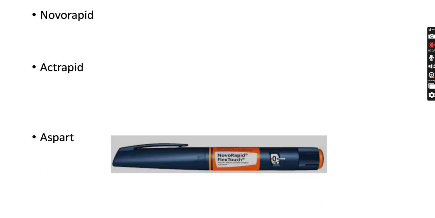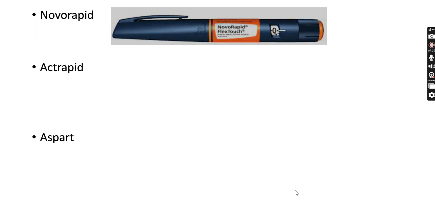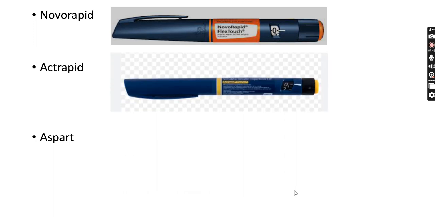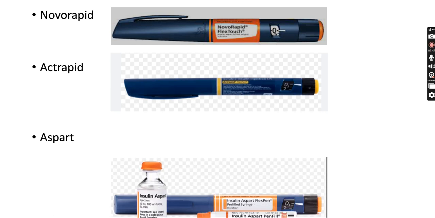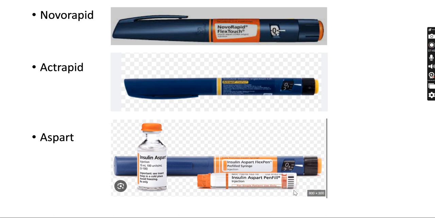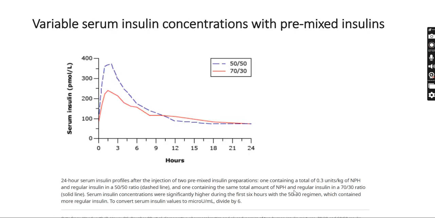These are some examples of everyday use insulin pens that we all know. Novorapid, Actrapid, rapid acting aspart. So this is the mixed insulin, the Humulin Mix 50 or Humulin Mix 30.